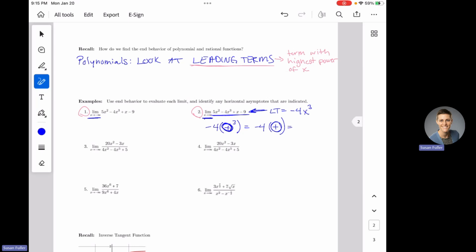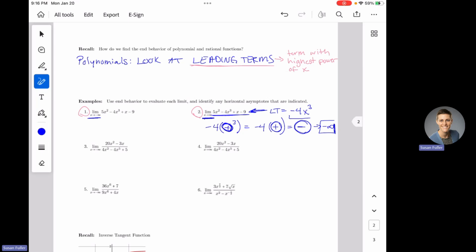So if I take a huge positive number and multiply by -4, what comes out of that? A huge negative number, right? Because if I take -4 times a huge positive, I get a gigantic negative number. So since my leading term is a huge negative number, that means the limit as x goes to infinity of this thing is -infinity. That's what the value of this limit is going to be.